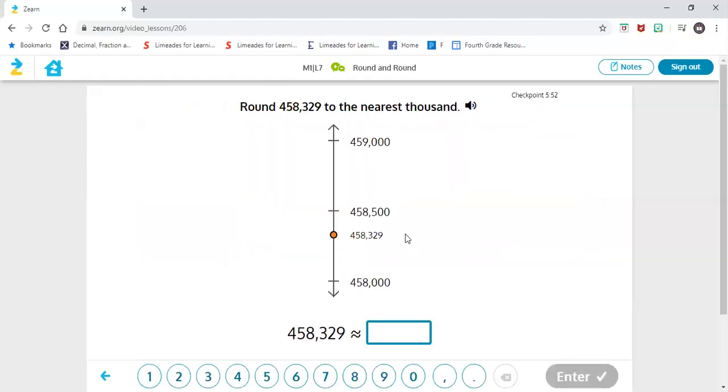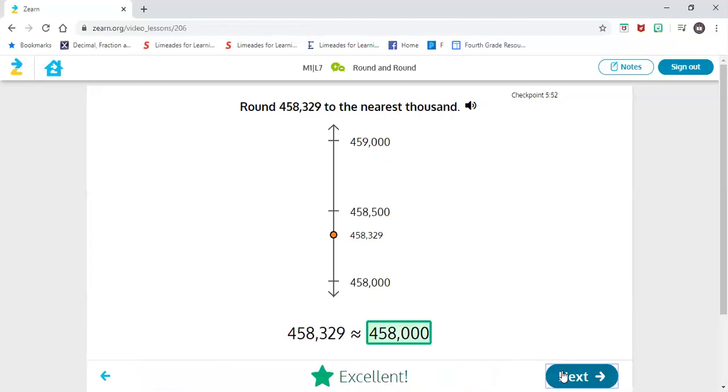Now, I'm going to see which one it is closer to. Based on what we've learned today in this zone, if it's above the midpoint, it goes to the higher number. If it's below the midpoint, it goes to the lower number. So where do we plot it? Above or below the midpoint? Yes, it was below the midpoint. So we're saying that 458,329 is about, because remember the squiggly equal line means about, 458,000. Good job.